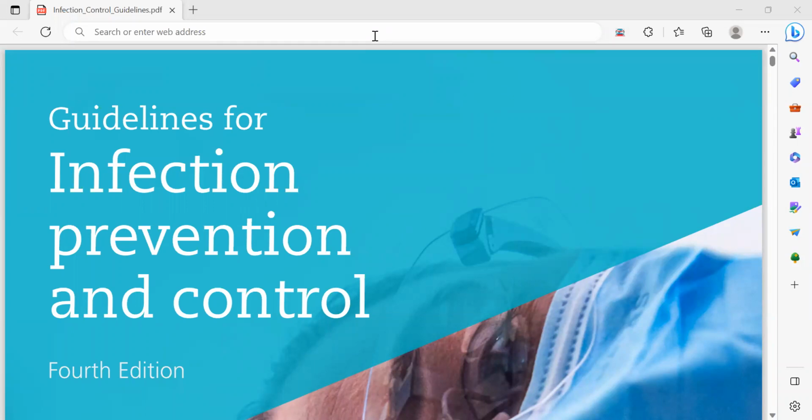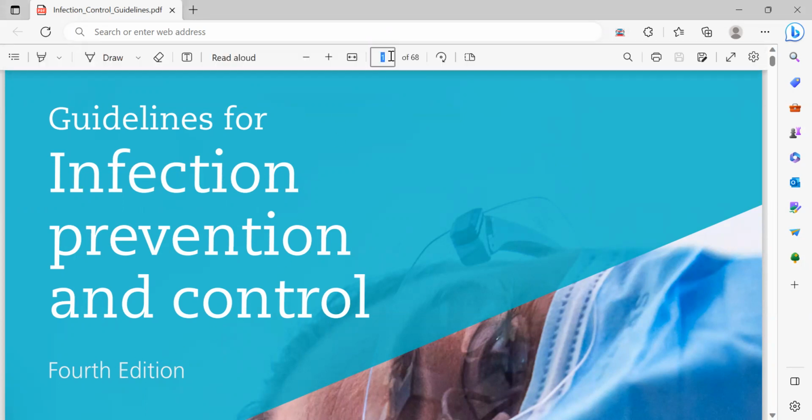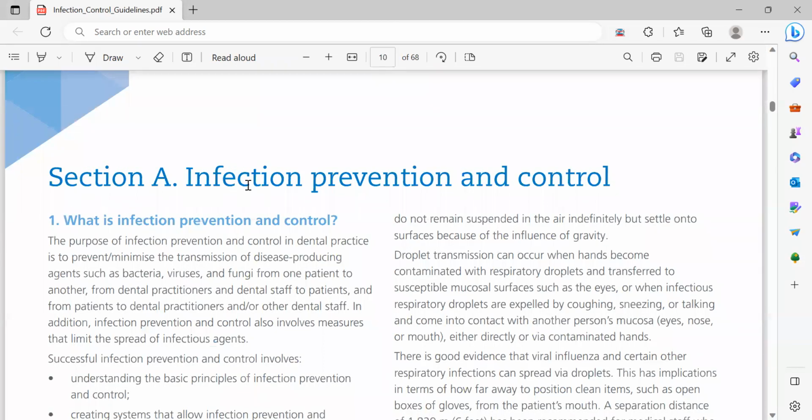I just thought that maybe I should give you a general overview of the infection control guidelines as well, which are followed in Australia, and it's very important for your ADC exam. Okay, so we will start. You need to follow this guideline, which is the fourth edition, the recent edition. You need to follow this one, and we can start from page 10, which is section A.